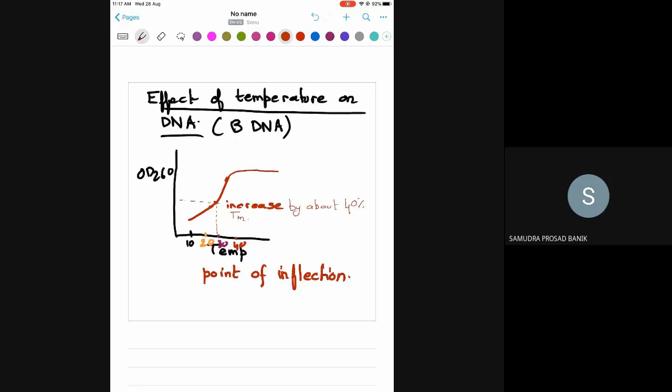Okay, higher the GC, higher will be the Tm, and lower the GC, lower will be the Tm. So we can find out the GC content of a genome by knowing its Tm.